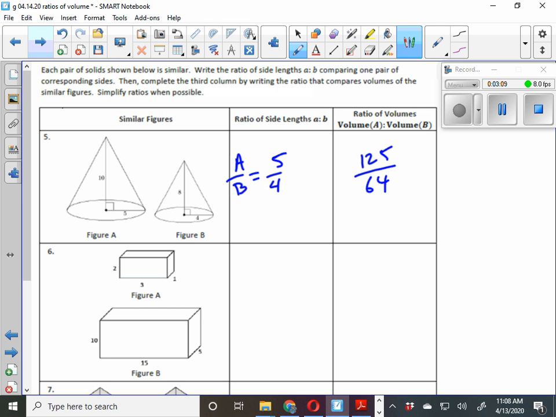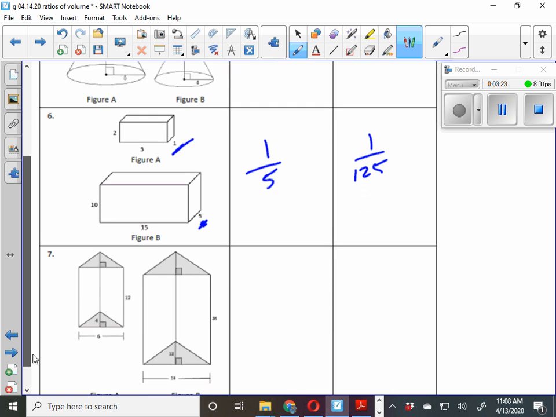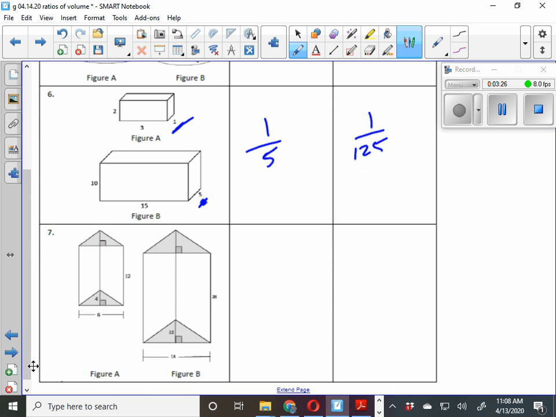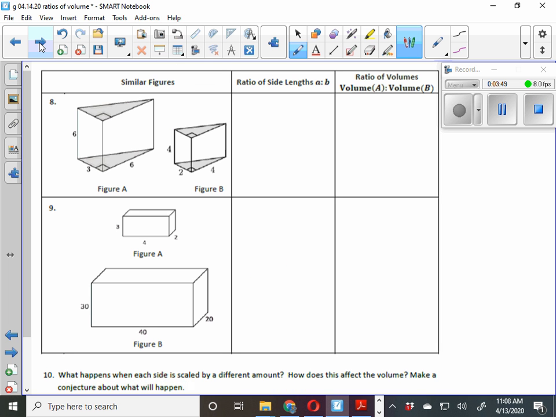A to B goes, and I'm going to choose the smaller of the numbers here, 1 to 5. And the volume is going to be 1 to 125. Number 7, looking for the smaller of the two. This is going to be 6 over 18. That reduces, and you can always reduce, to 1/3. The ratio of the volume then is going to be 1 to 27. And that would work out the same way if you use 6 over 18 and you cube those. They just give you bigger numbers. And obviously bigger numbers are harder to deal with.